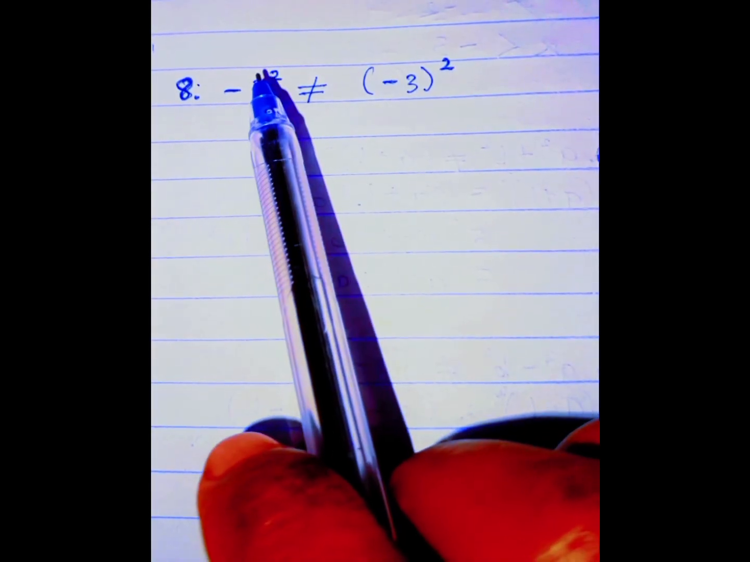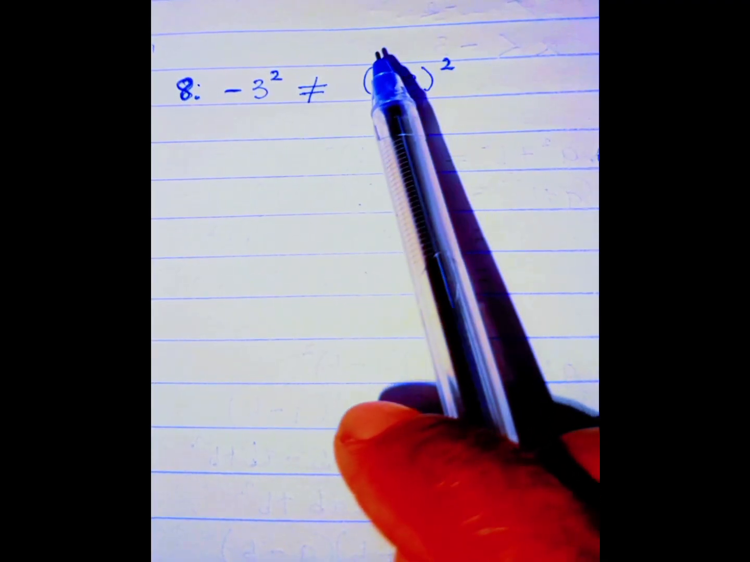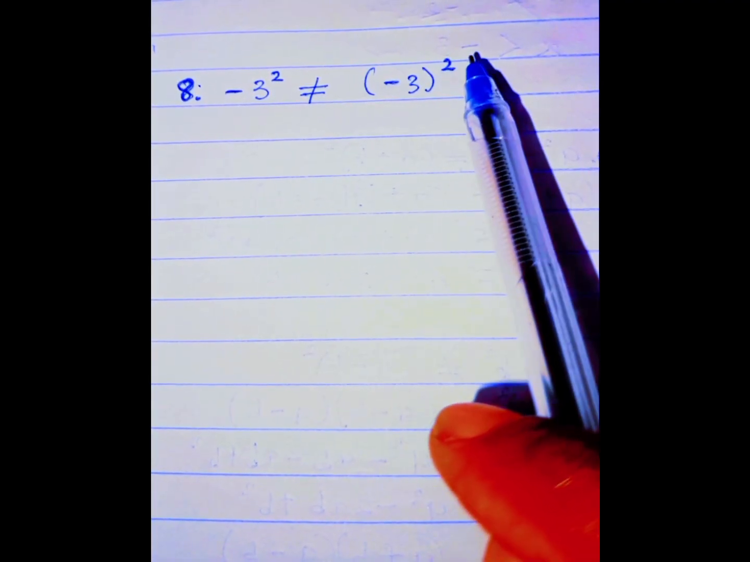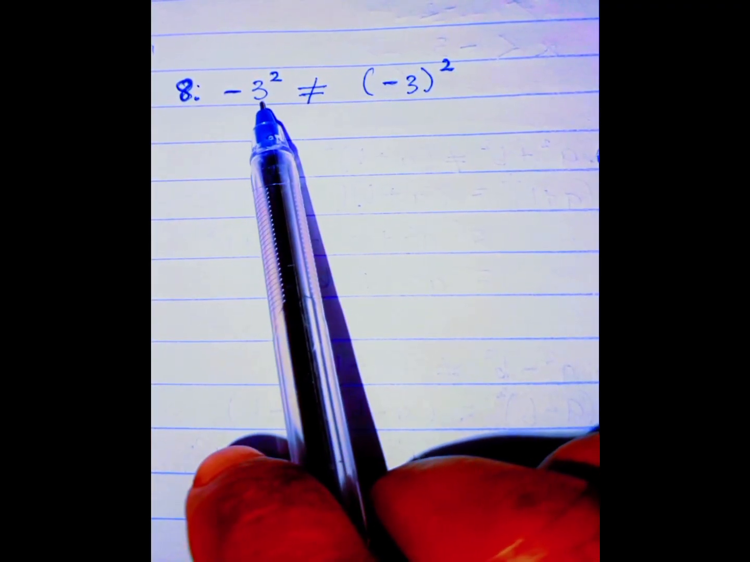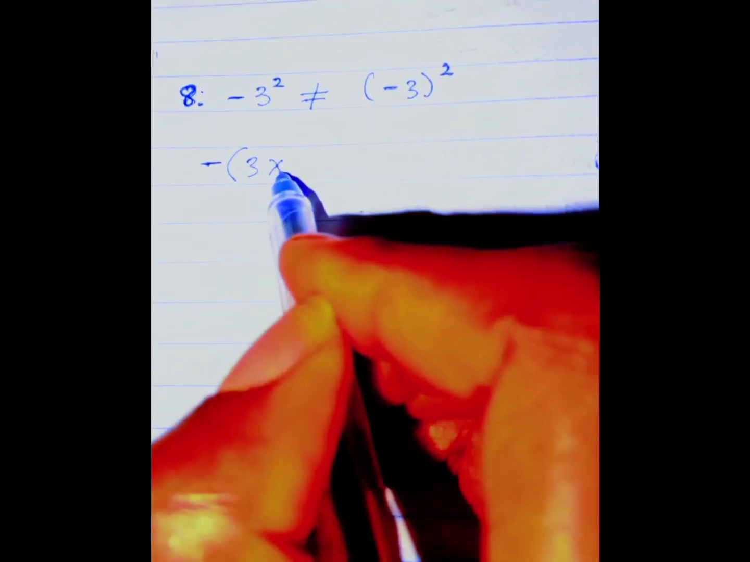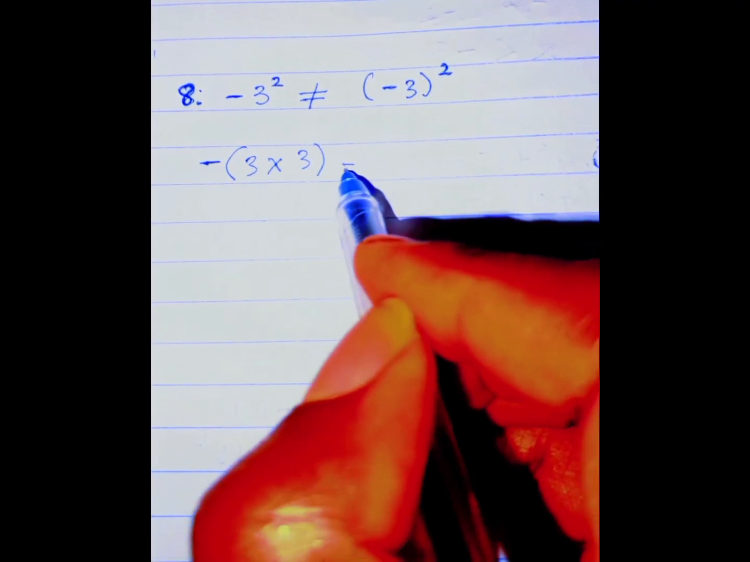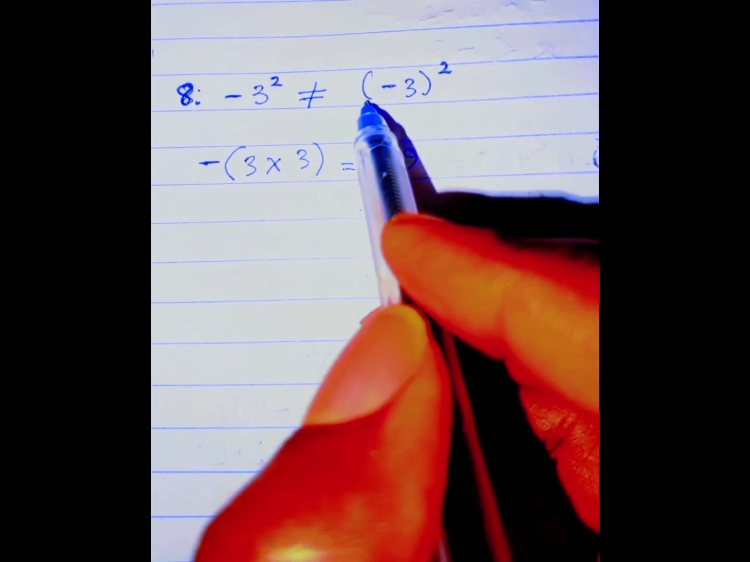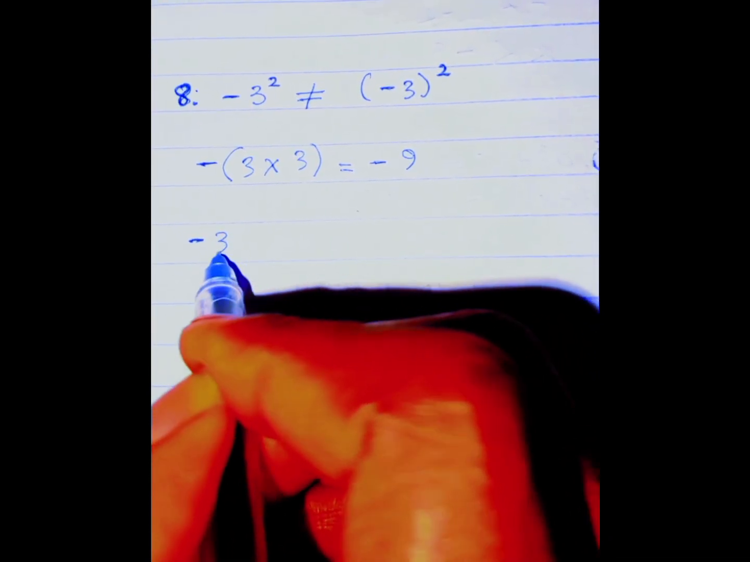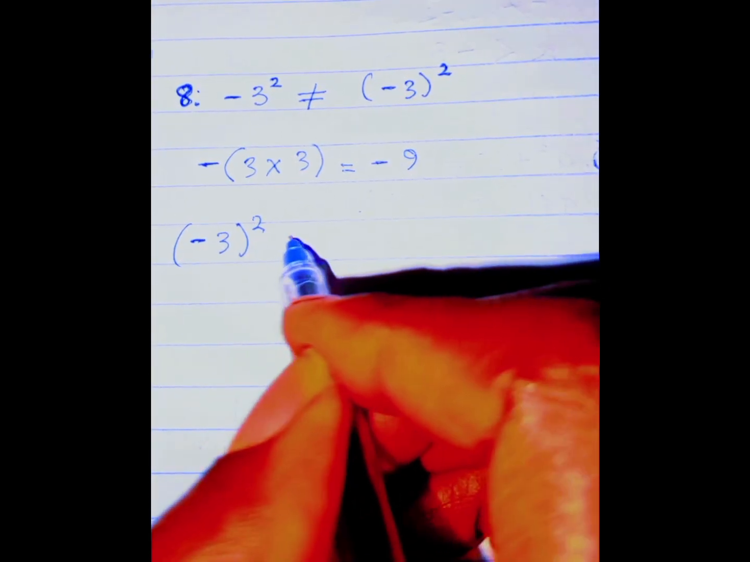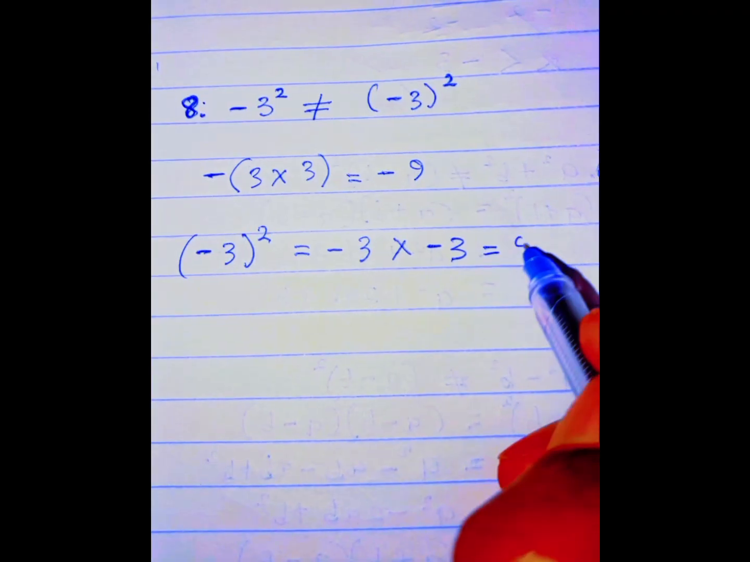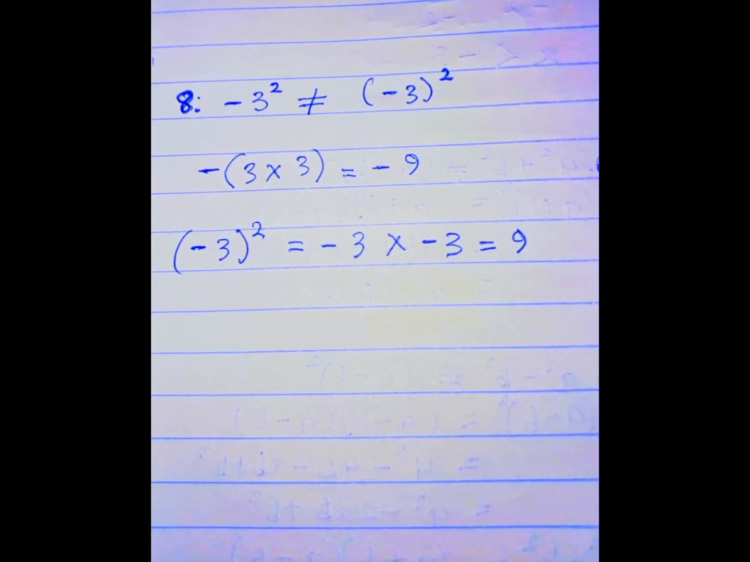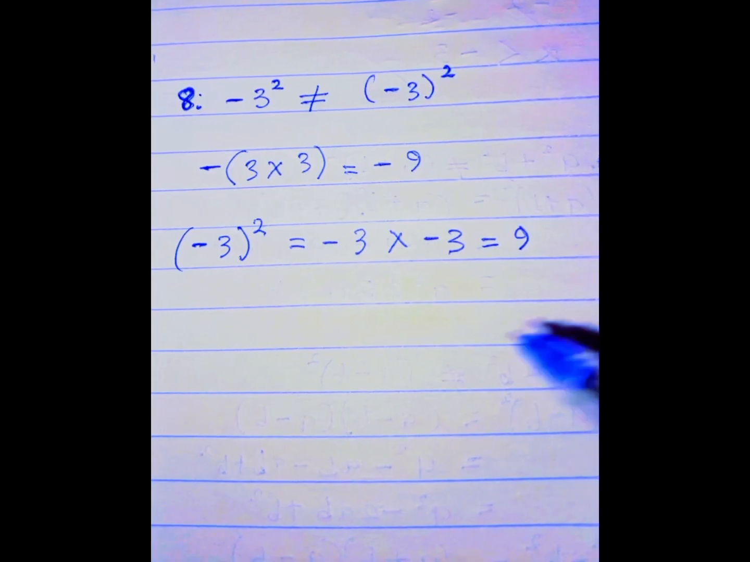So guys, minus 3 squared is not equal to open bracket minus 3 close bracket all squared. These are not the same at all. Now this negative 3 you're seeing here, raised to the power of 2, means negative into bracket 3 times 3, close the bracket, which is going to give you negative 9. But this right here means negative 3 all squared is equal to negative 3 times negative 3, which is going to give us positive 9. So just take note of the differences.